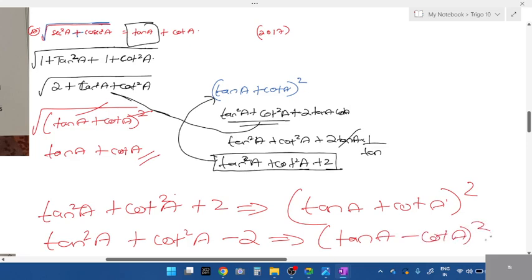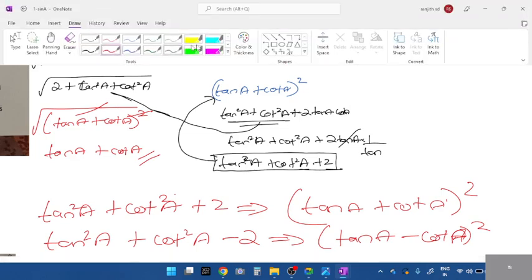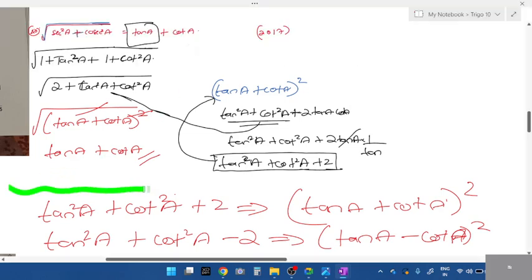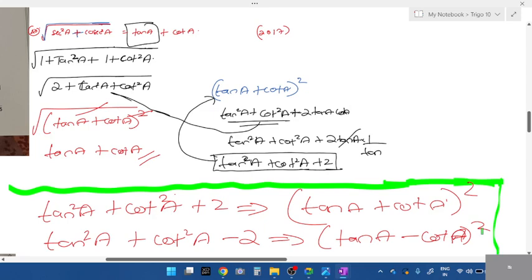the answer for this is tan a minus cot a the whole square. Make a note of these two. These two special formulas are only for tan and cot. You don't get it for sine, cos, sec, or cosec. These are the two special formulas for tan a plus cot a the whole square, students, and tan a minus cot a the whole square. Remember this concept.